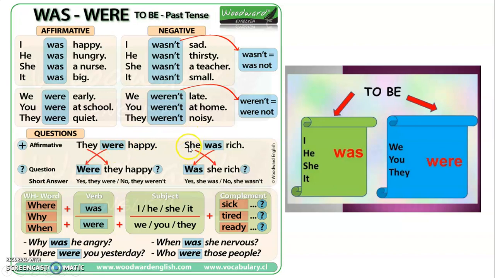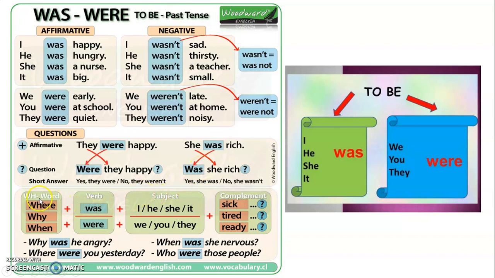Now, let's look at how to make a question with was. For example, you have a normal sentence here. She was rich. So you just need to swap the word order. She was becomes was she. Was she rich? Yes, she was. No, she wasn't. Again here, we put a was in the answer because we have a was in the question.